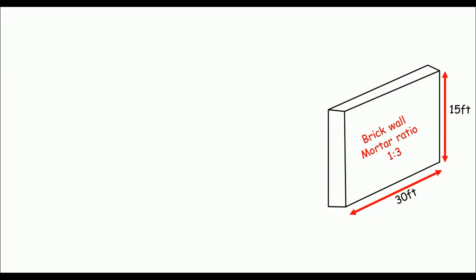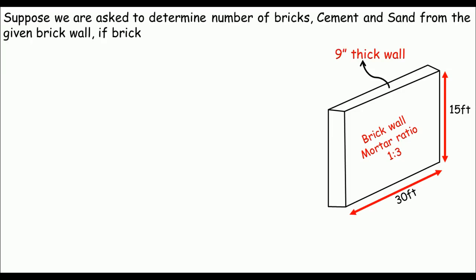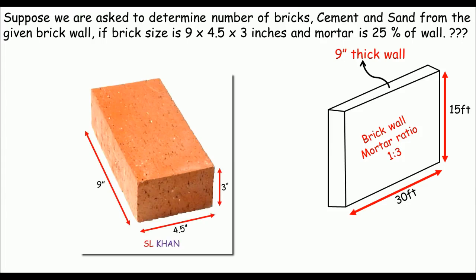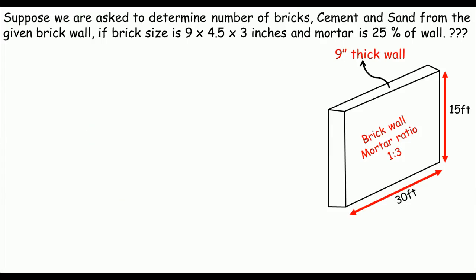Let's suppose we have a brick wall like this one. The length of the brick wall is 3 feet, its height is 15 feet, and the thickness of the wall is 9 inches. Suppose we are asked to determine the number of bricks, cement and sand from the given brick wall if the brick size is this one, in inches, 9 times 4.5 times 3 inches. And let's suppose the mortar is 25% of the wall.